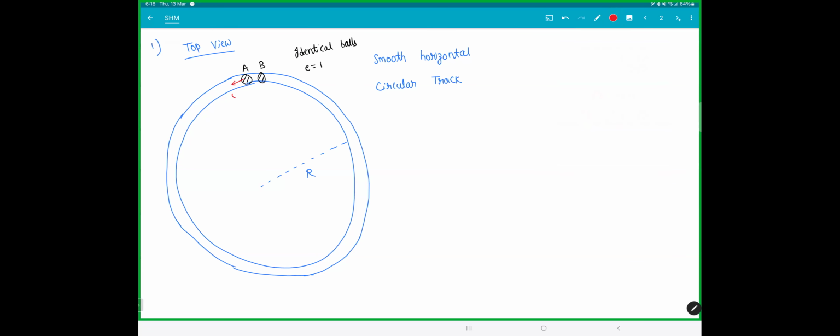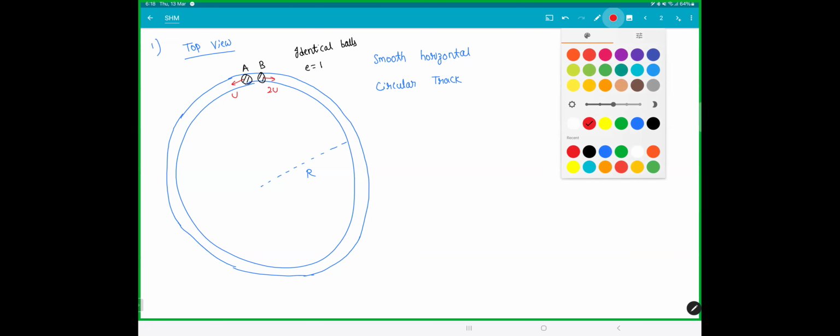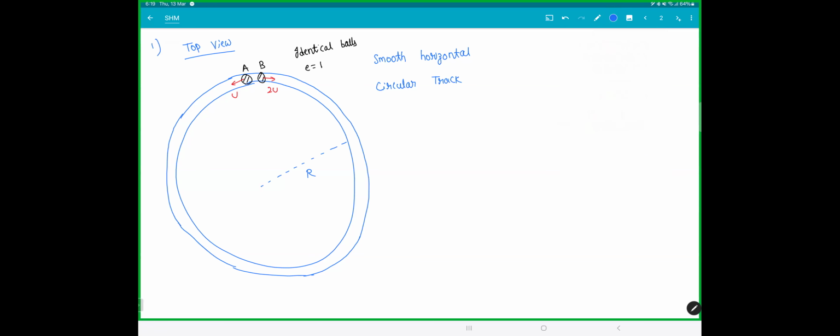This ball will have speed u and this ball is given speed 2u. Everything is the same except that the speeds are different. Since e is equal to 1, there'll be no loss of energy, so the balls will keep on colliding forever. I hope you know the general result: if two balls of the same mass collide, their velocities exchange. Fair enough. So find the time period.